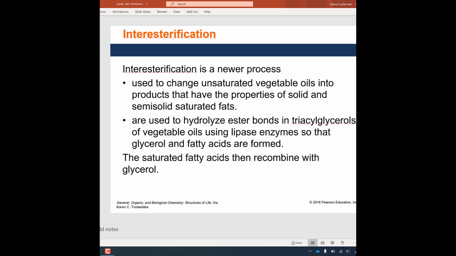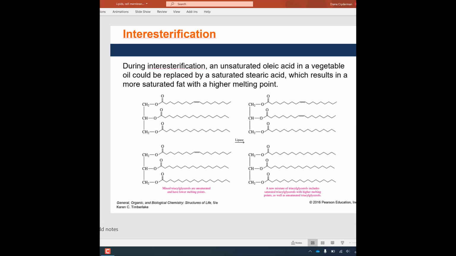So interesterification is used to hydrolyze these ester bonds in the triglycerol. And so that's that 3-carbon backbone with all these esters and the fatty acid tails. So of these vegetable oils using something called a lipase enzyme, so that the glycerol and the fatty acids are formed.